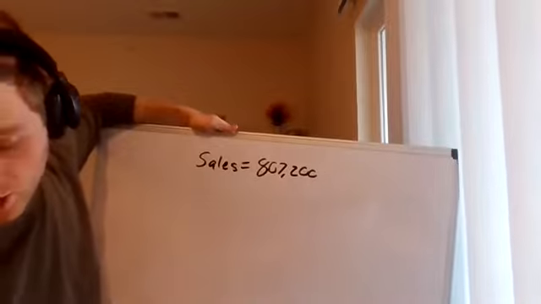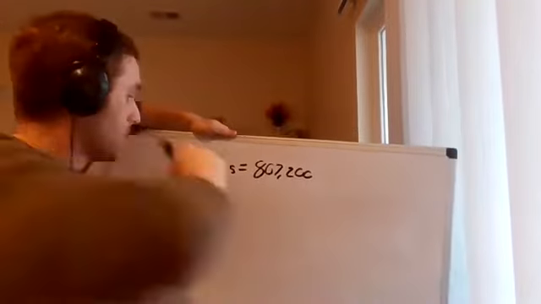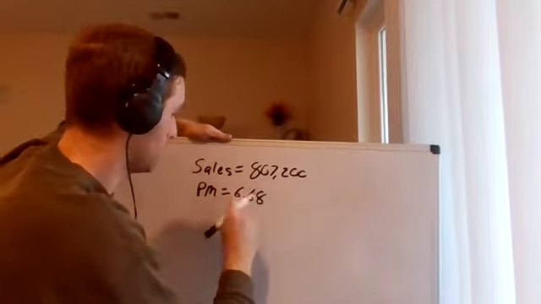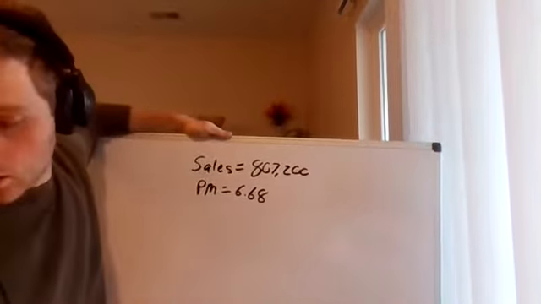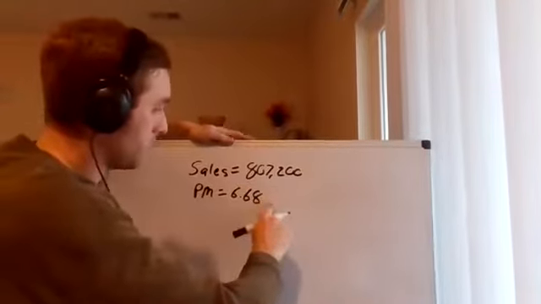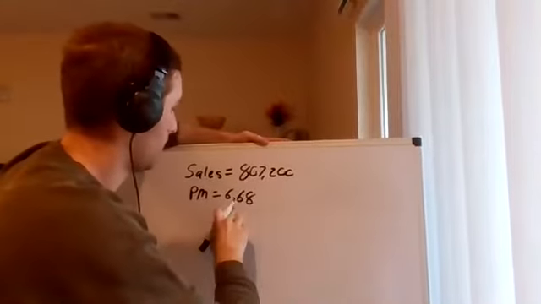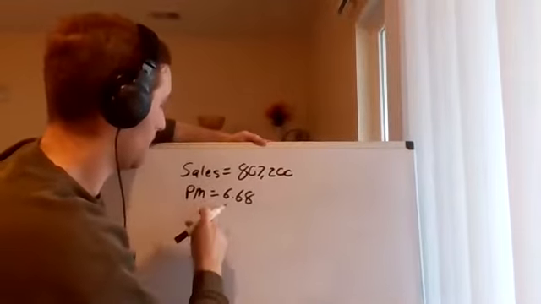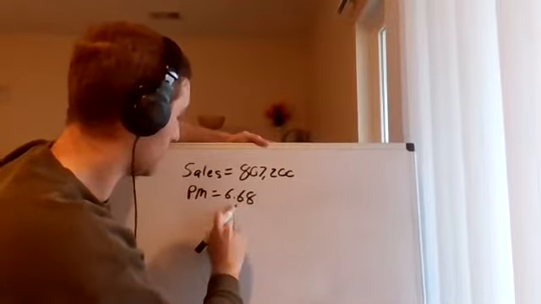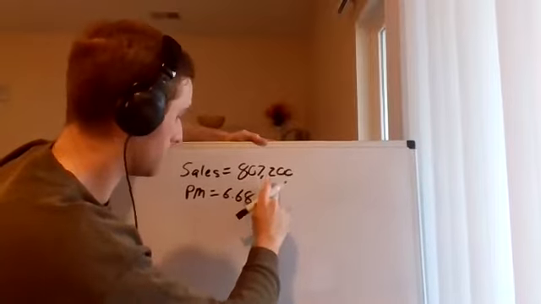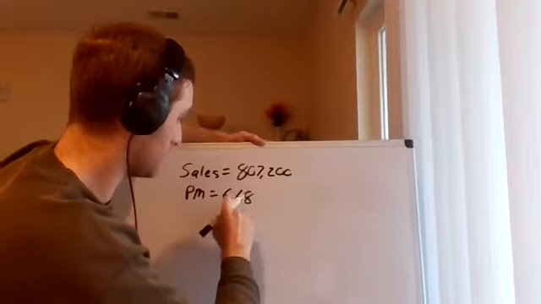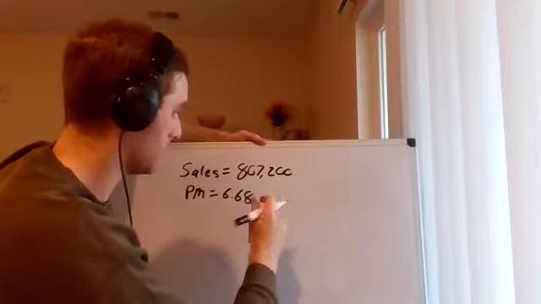What else do we know? We know we have a profit margin of 6.68%. So our profit margin equals 6.68. Well, for our return on equity, we need our net income. These two give us that. Again, our profit margin is how much of a dollar hits the bottom line. So this is telling us for every dollar we have in sales, 6.68 cents of that make it to the bottom line.